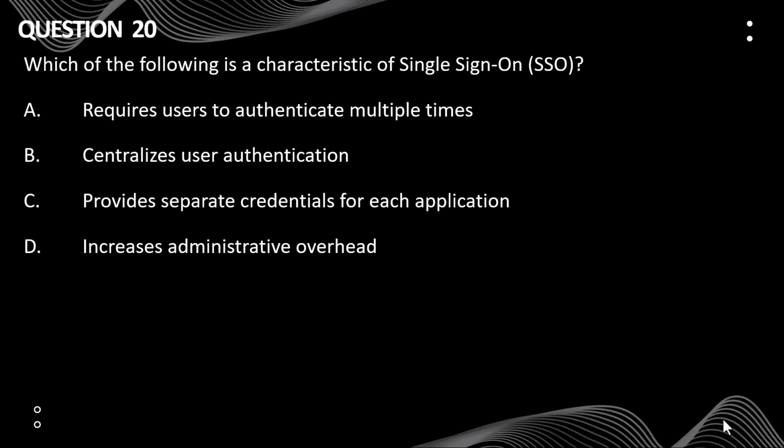Question 20. Which of the following is a characteristic of single sign-on? A. Requires users to authenticate multiple times. B. Centralizes user authentication. C. Provides separate credentials for each application. D. Increases administrative overhead. The answer here is option B.